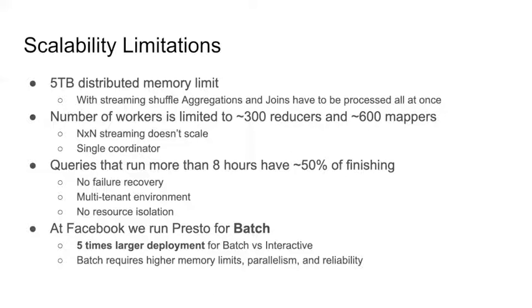The number of reducers is lower because with a streaming shuffle, we need to do an end-to-end exchange that doesn't really scale well. And the number of workers is limited by the fact that we are using a single coordinator that is shared by all the queries currently running in a cluster. We're actually trying to remove this limitation. There is a project to scale our coordinators to be able to run multiple coordinators per cluster, but so far it is still a single coordinator per cluster.